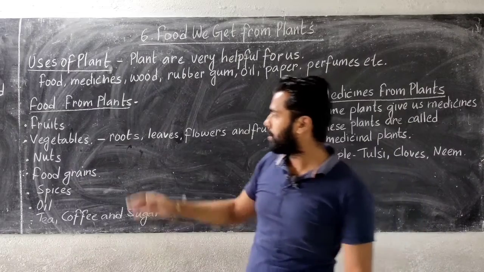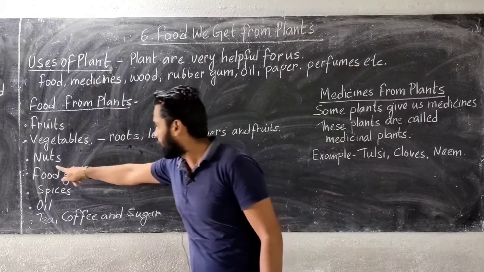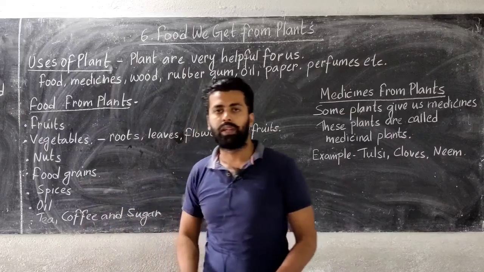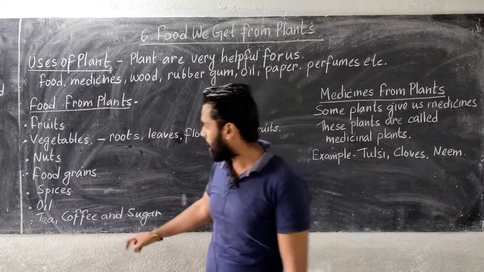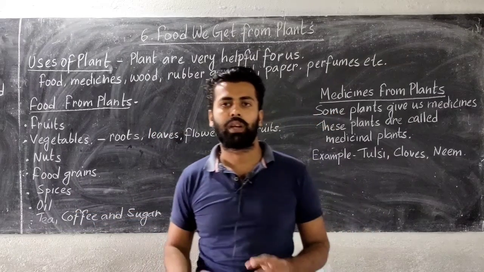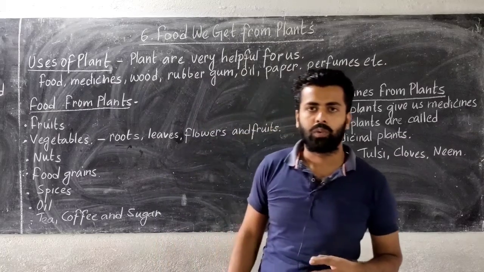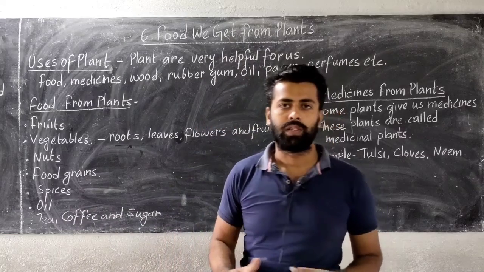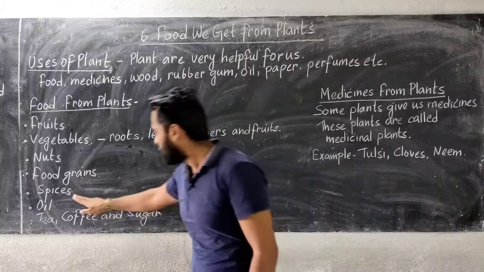Okay students, then next we are getting from the plant, that is nuts. Nuts also we are getting from the plants. And next we are getting the food grains, so rice, wheat, all these grains we are getting from the plants. Next we are getting spices. So spices also students we are getting from the plants, like turmeric, then we have ginger, we have garlic. All these spices we use in our daily life to cook our food. So all these spices we are getting from the plants.